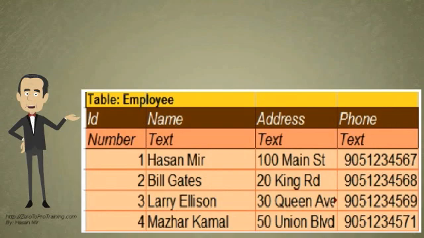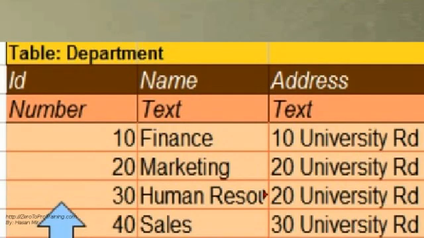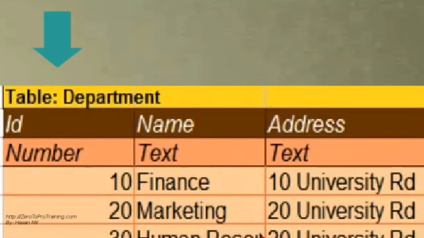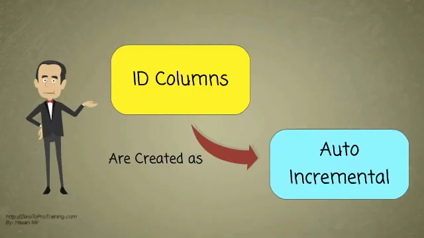Here is an employee table. The ID column is a primary key that guarantees uniqueness. Here is a department table. Here, the ID column is a primary key as well, that guarantees uniqueness. Usually, ID columns are created as auto-incremental, meaning numbers are automatically generated in the columns.